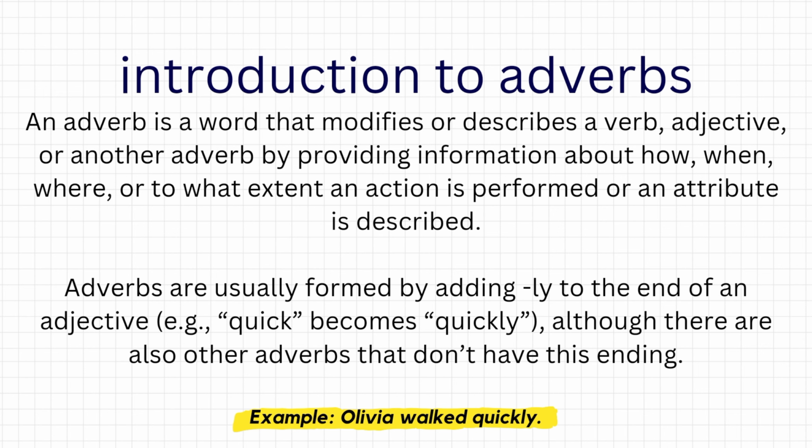Now, adverbs are usually formed by adding ly to the end of an adjective. For example, quick becomes quickly, although there are also other adverbs that don't have this ending. For example, Olivia walked quickly. Here, walked is our main verb and quickly is the adverb to that verb, which means quickly is explaining and giving you more information about the verb. So quickly here is an adverb.